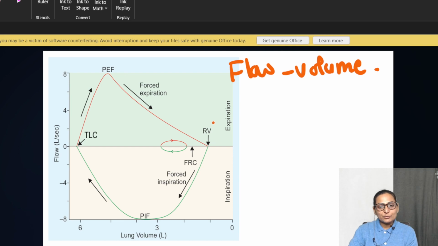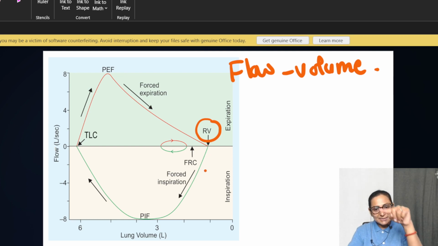Remember, on the extreme right is the residual volume and on the extreme left is the TLC. We are not able to measure TLC and residual volume on these parametric maneuvers. This is just for your understanding. So we've already learned that all the lung volumes and capacities can be measured, but you cannot measure residual volume and TLC. But this is for our understanding.